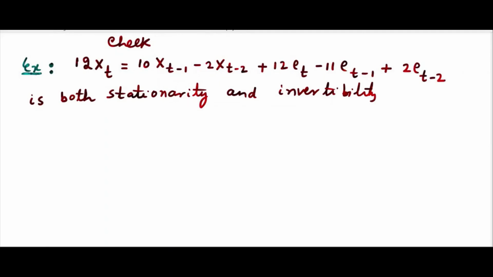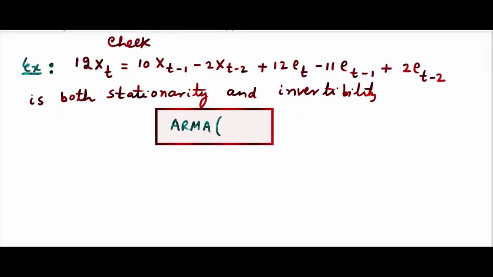Now let me write the name of the process. What is this process? This is an ARMA process, and you have to write the components also. How many parts are from AR and how many are from MA? How many AR do you have? 1, 2, up to 2. Here also up to 2. So this is an ARMA 2 process.